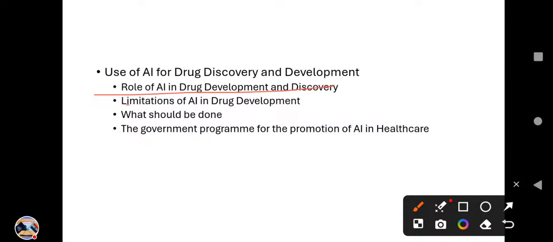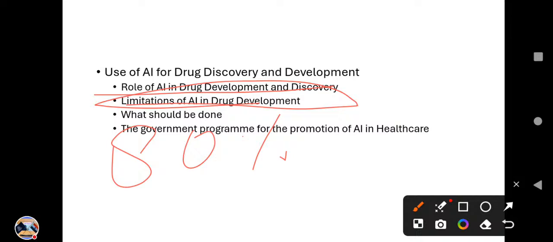Next is limitations of artificial intelligence in drug development. So what are the limitations? Like limitations of prediction accuracy, which is either 100% or less. So accuracy is up to, I think, 80%. Okay, 80% accuracy for this artificial intelligence drug development. Okay, so 80% accuracy.